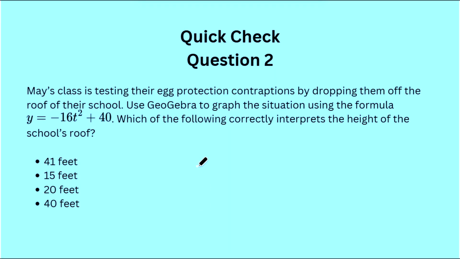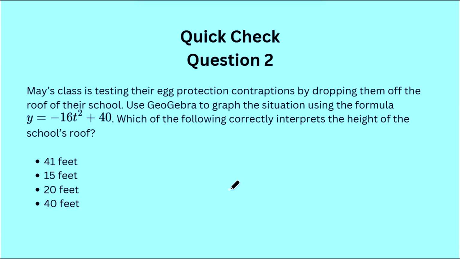Quick check question 2. May's class is testing their egg protection contraptions by dropping them off the roof of their school. Use GeoGebra to graph the situation using the formula y equals negative 16t squared plus 40. Which of the following correctly interprets the height of the school's roof? So first, go to GeoGebra and graph this, and then it wants to know the height of the school's roof.